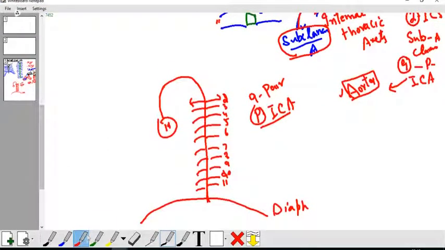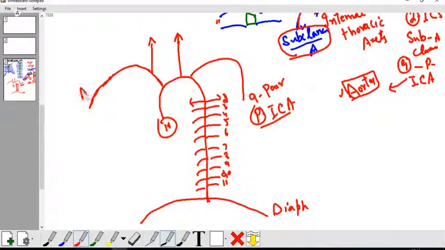The arch of aorta gives a branch here: the left subclavian artery on this side. On this side we have the brachiocephalic trunk. The right common carotid artery and the left common carotid go up to the head and neck. The subclavian artery gives branches before it changes to the axillary artery.